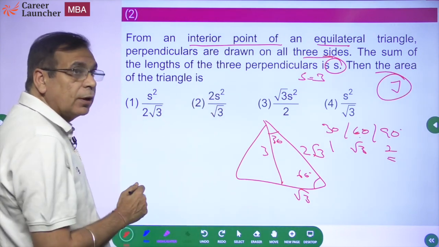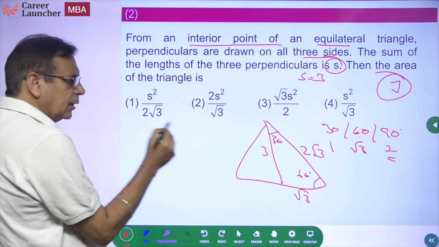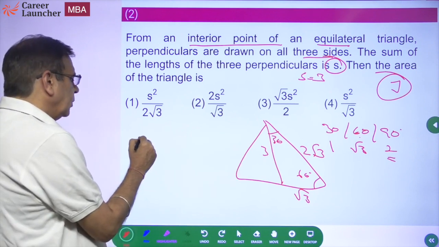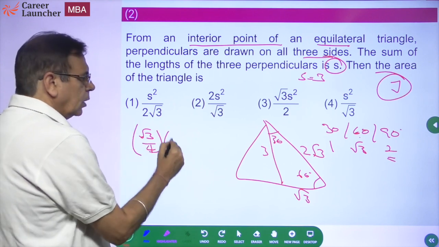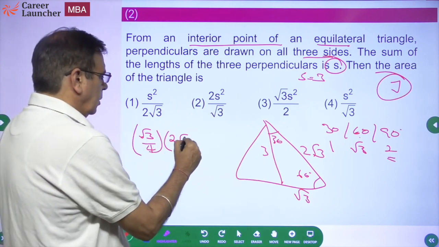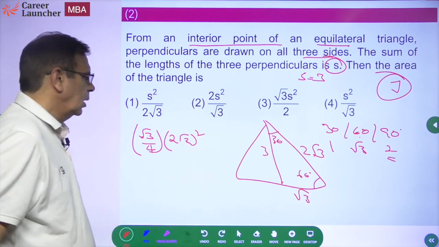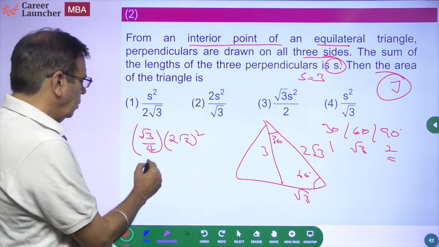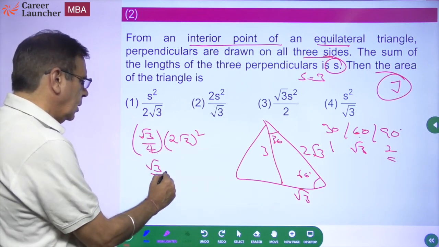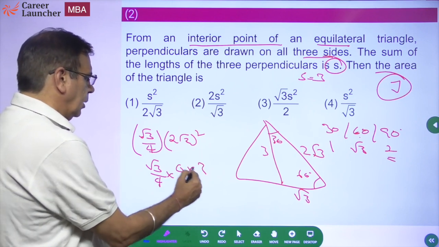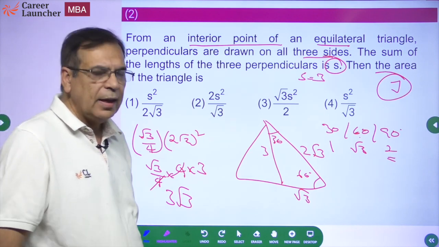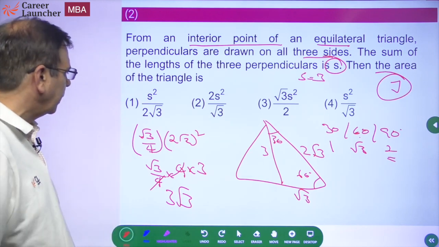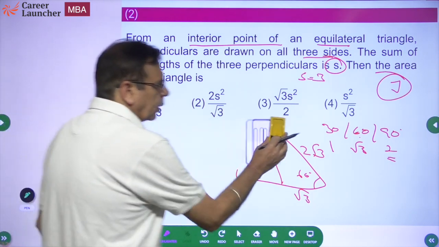What is the area of the triangle now? Area of the equilateral triangle, this particular triangle, will be root 3 by 4 into side square. How much does it become? Okay, root 3 by 4 into 4 into 3. So this becomes 3 root 3. Okay, so area of the equilateral triangle is coming out to be 3 root 3. So that is what we are looking for.